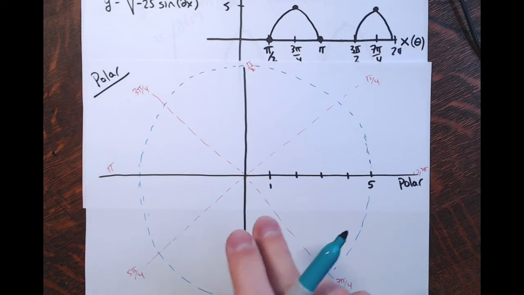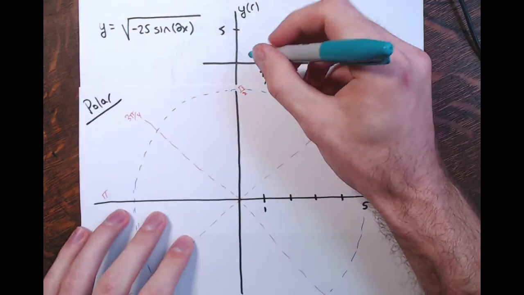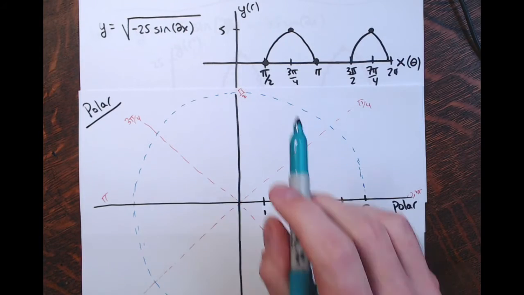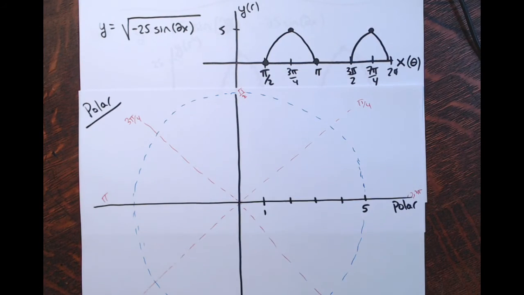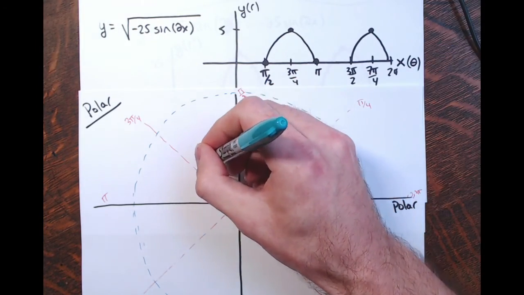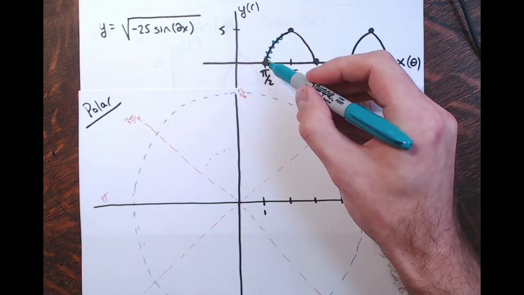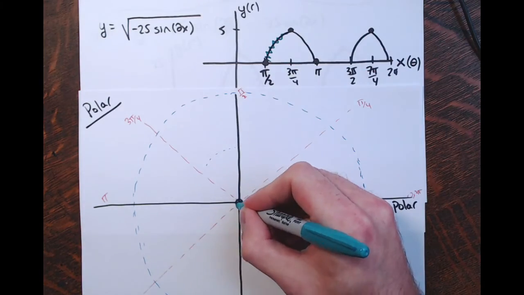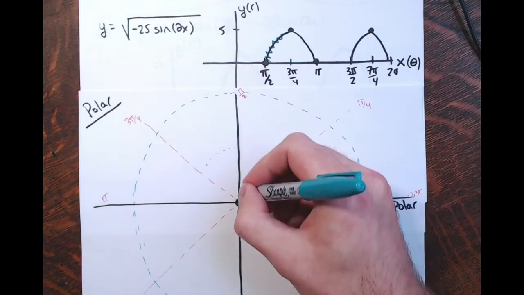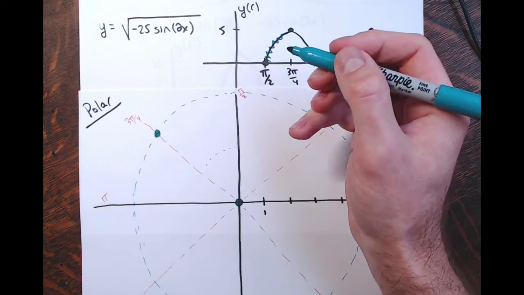Looking at this graph, with the values of r and not r squared, with just the two little humps, between 0 and pi over 2, absolutely no graph. Between pi over 2 and 3 pi over 4, between here and here, looking at this piece of the graph, r represents y here. I'm going from r equals 0 at pi over 2 to r equals 5 at 3 pi over 4. So this point here.